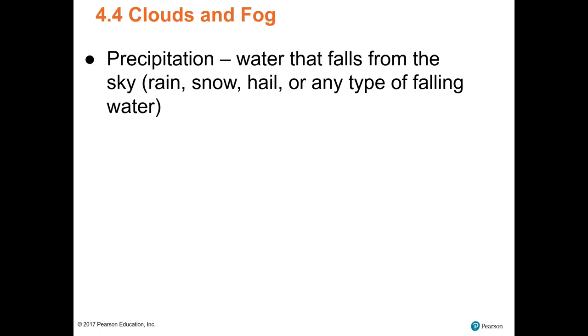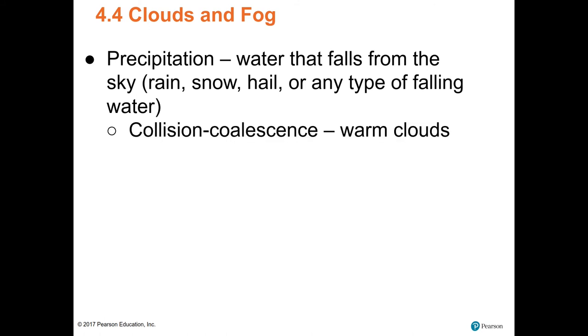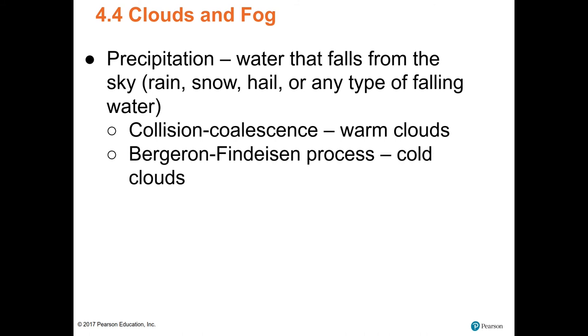Precipitation, again, it's water that falls from the sky, so rain, snow, hail, graupel. There's two mechanisms. In a cloud in the tropics, the droplets of water bump into each other until they get large enough to fall as a drop, and that's called collision coalescence. And the other one is the Bergeron-Findeisen process, which occurs in clouds below freezing.